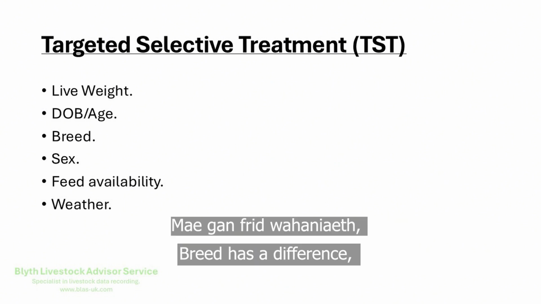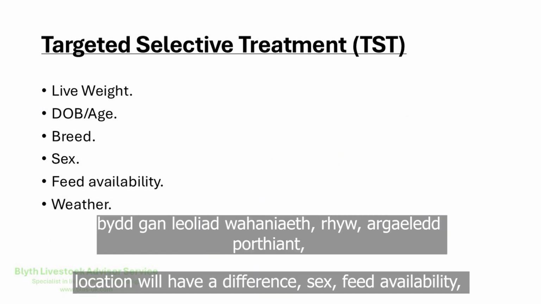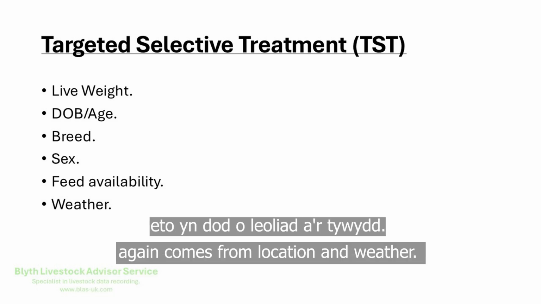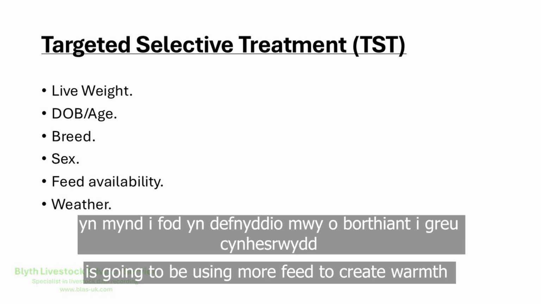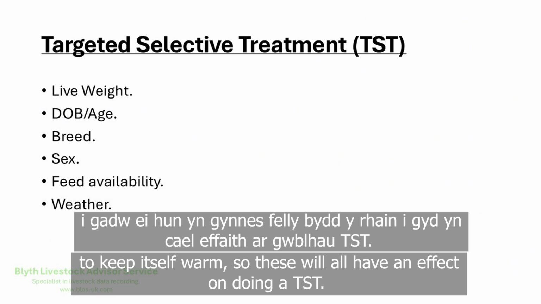Breed has a difference, location will have a difference, sex, feed availability again comes from location and weather. If it's been raining all week, the animal is going to be using more feed to create warmth to keep itself warm. So these will all have an effect on doing a TST.